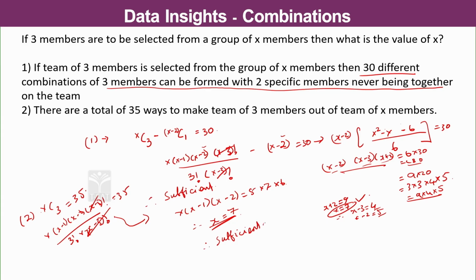So, the answer is option D, which means that statement 1 alone and statement 2 alone are both sufficient to answer the question. So, those were some sample questions on the topic of combinations for the data sufficiency type of questions.